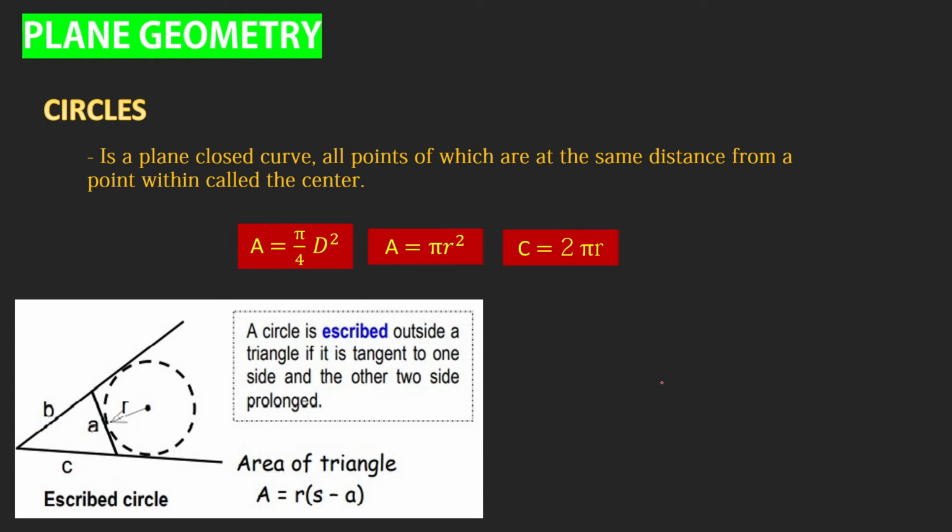Meron din tayong tinatawag na escribed circle, where yung escribed circle is outside the triangle, tangent to one side and the other two sides prolonged. Ganun po yung tsura niya. Nakatangent yung isang side at yung dalawang sides prolonged. So, ang area po ng triangle ABC is r times s minus a, where s, again, is the semi-perimeter, a plus b plus c over 2.